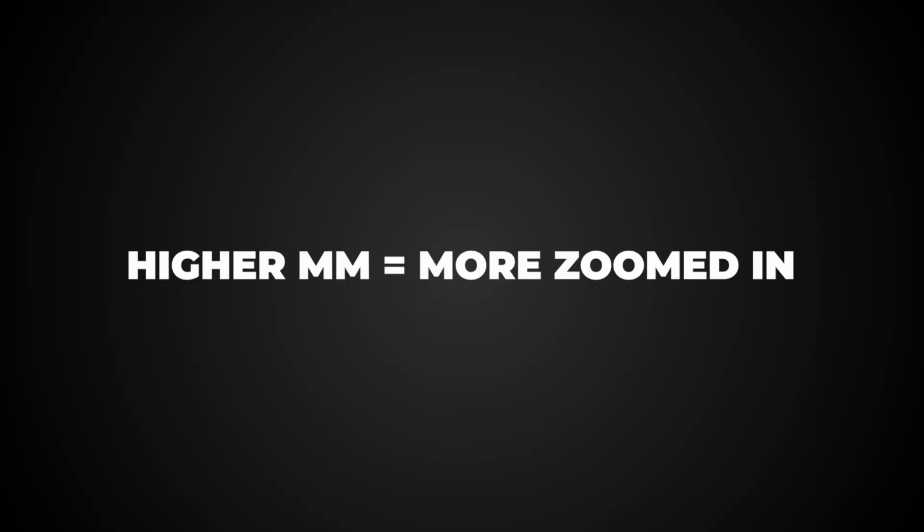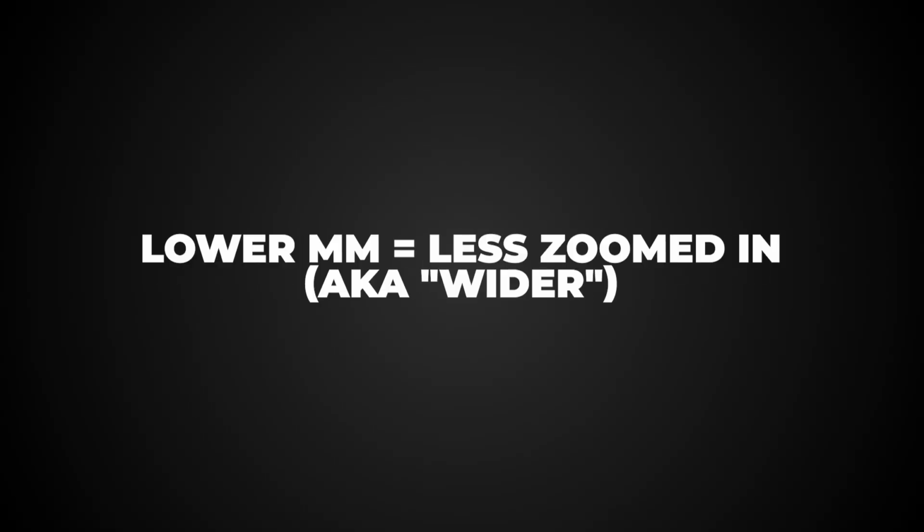You'll see a number and then mm. So like a 35 mm is a 35 millimeter. The higher the number, the more zoomed in it is. And the lower the number, the wider it is, or the more zoomed out it is. We usually call that wide. Now, what we want to do is find the highest focal length that works for your space.